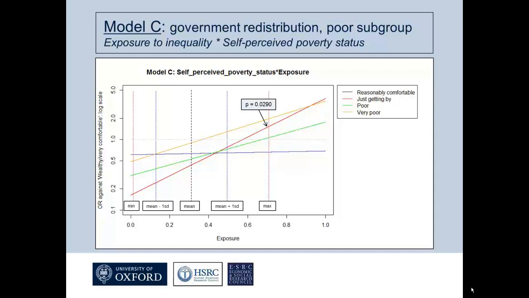Based upon the information conveyed graphically in this chart, and particularly the significant interaction coefficient for people who are just getting by, it is possible to tentatively suggest that increasing exposure to socio-economic inequality may be associated with progressively greater support for government income redistribution amongst the less well-off when compared to those who regard themselves as being wealthy or very comfortable.